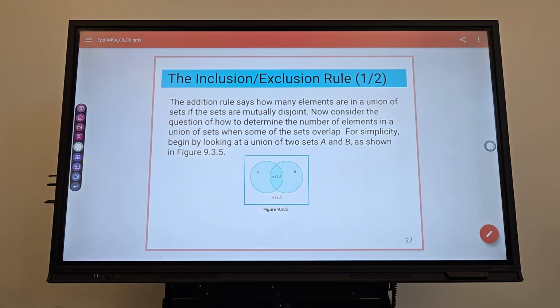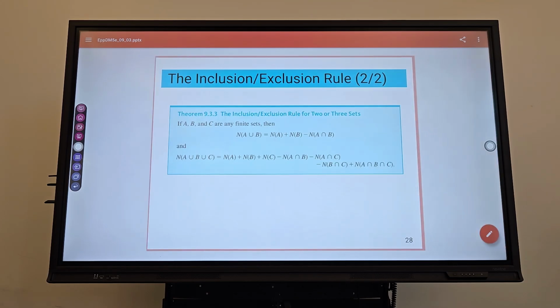For simplicity, begin by looking at a union of 2 sets A and B, shown here. The inclusion-exclusion rule for 2 finite sets is: the number of elements of A union B equals the number of elements of A plus the number of elements of B minus the number of elements in the intersection of A and B.